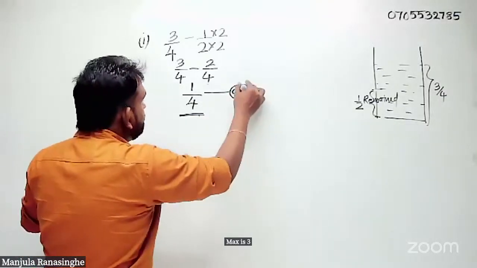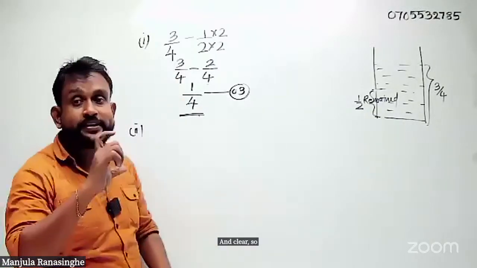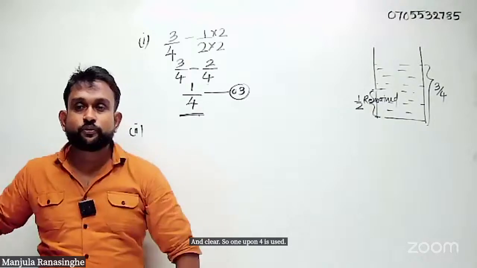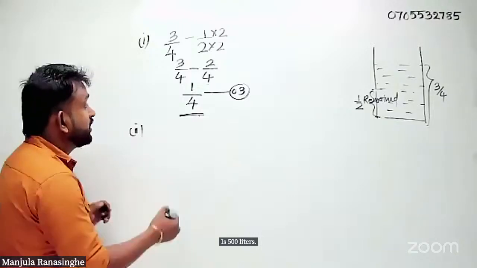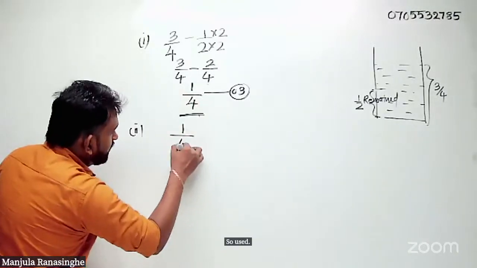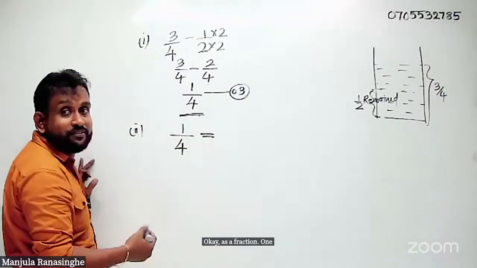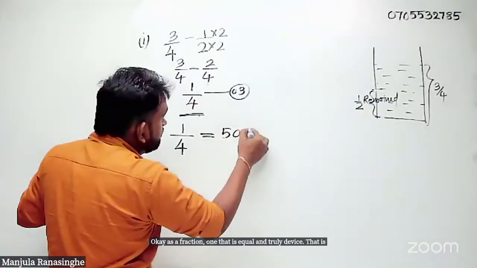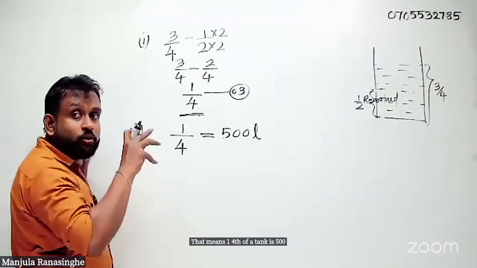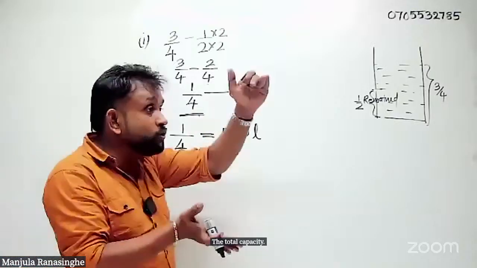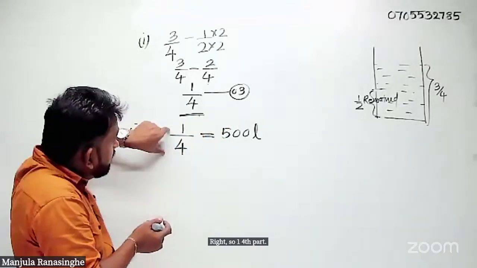Okay, part 2. 1/4 is used. If the amount of used water is 500 liters, find the capacity of the tank. So the used water as a fraction is 1/4, and that is equivalent to 500 liters. So 1/4 of the tank is 500 liters. The total capacity means the full tank volume, right? So 1/4 part is 500 liters.